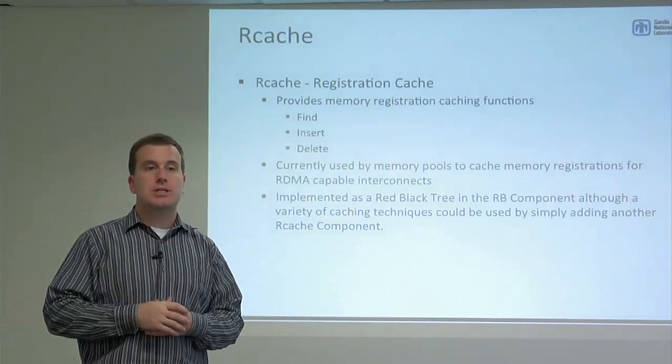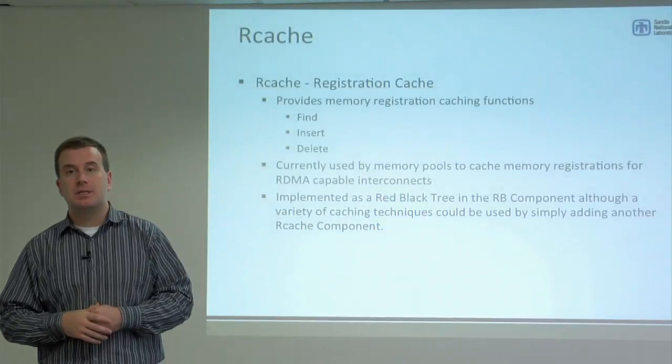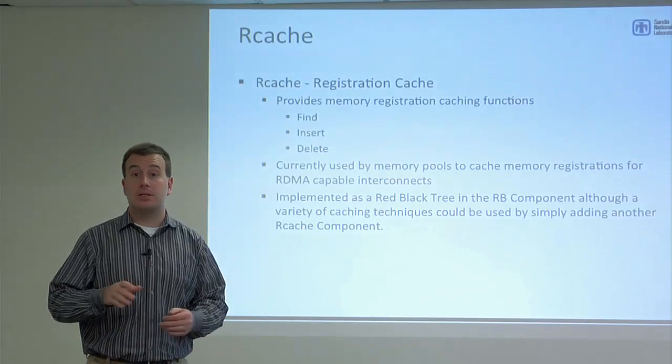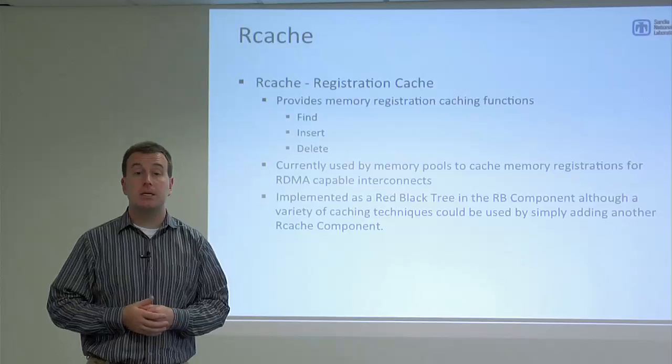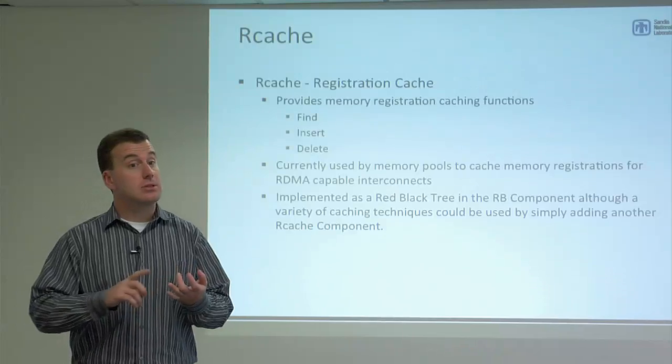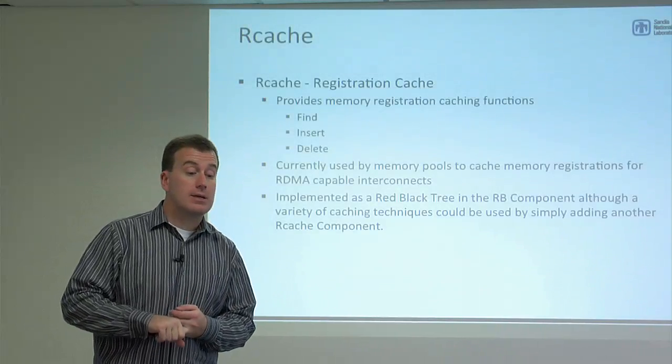It has a registration key, and now I want to send that same buffer again, but I don't know it's the same buffer, I just know it's point A to point B. I need a way to quickly find out, one, is this memory registered, and two, what its R key is. And the R cache gives you that.